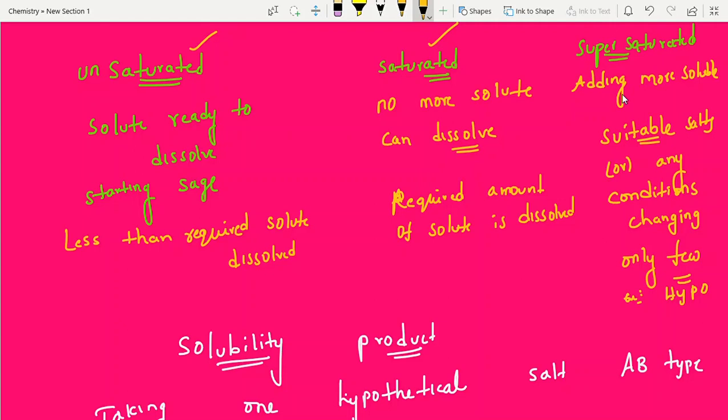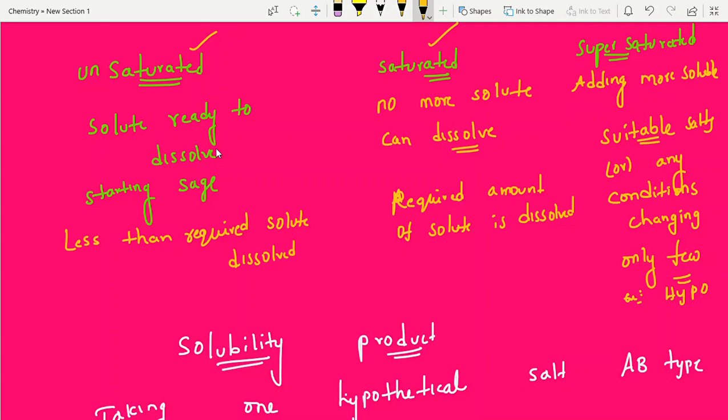But we are changing some conditions, or else we are adding suitable electrolytes, suitable salts, common ions, then the solubility increases. So that concept also we will discuss based on one numerical. But here, listen, first see the points.